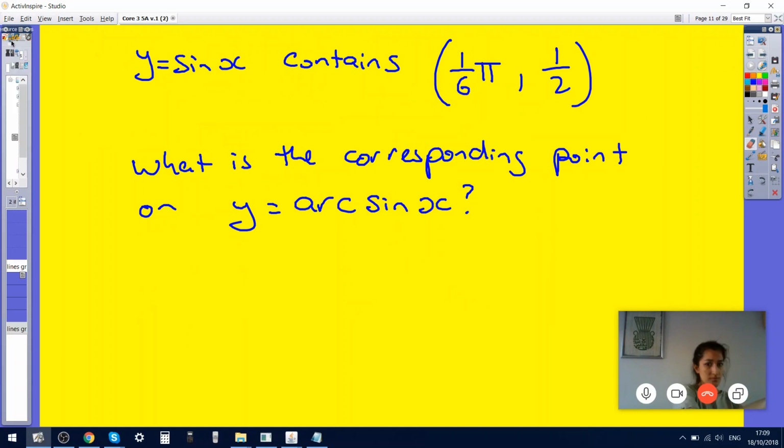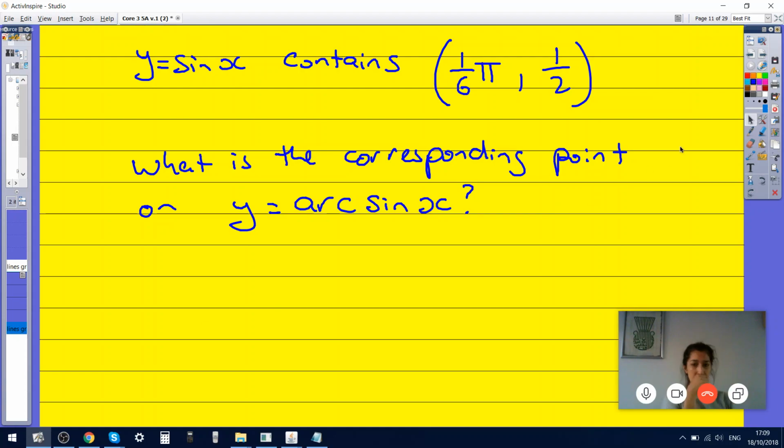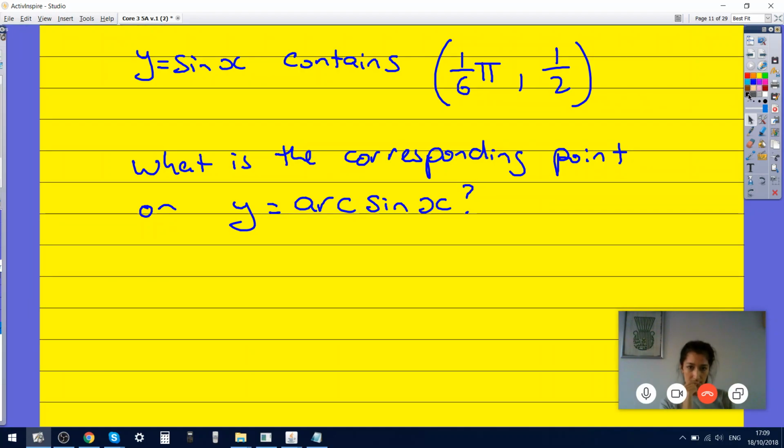So how about this one? What would you do here? If y equals sine x, when it says contains 1 over 6 pi, does that mean x is 1 over 6 pi? Yeah, so this is on the sine graph, 1 over 6 pi and a half. So then 1 over 6 pi equals sine x. Oh wait, what is the corresponding point on y equals arc sine x?